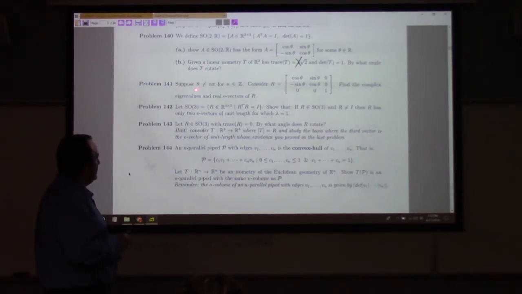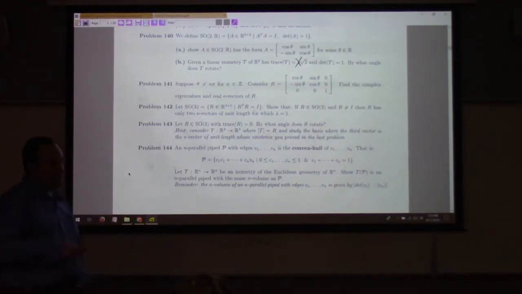Problem 141, I told you that theta is not an integer multiple of pi. And then I said, look at this matrix: cosine, sine, minus sine, cosine, with 1 here. So basically what this matrix does is it fixes the z-axis, doesn't do anything to it, just leaves it alone. But points in the xy plane, it's rotating. So it's going to rotate vectors around the z-axis, with respect to the xy plane. And if a vector happens to lie on the z-axis, it just fixes it. And I said, find the complex eigenvalues and real eigenvectors of R. So we'll look at that.